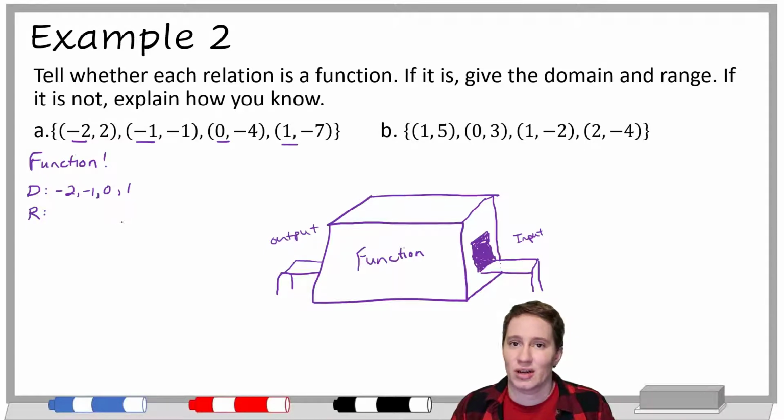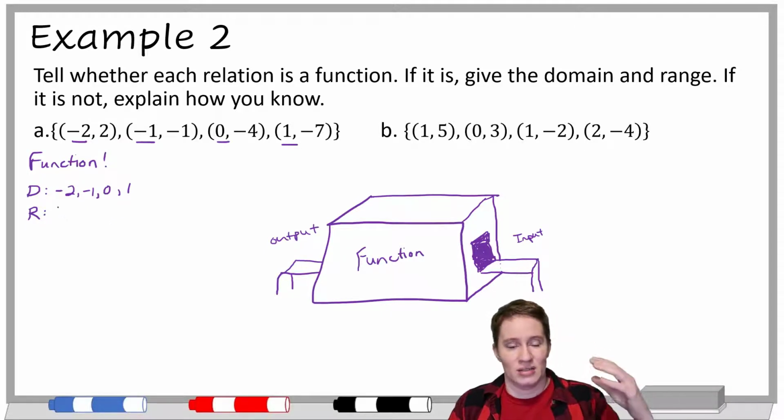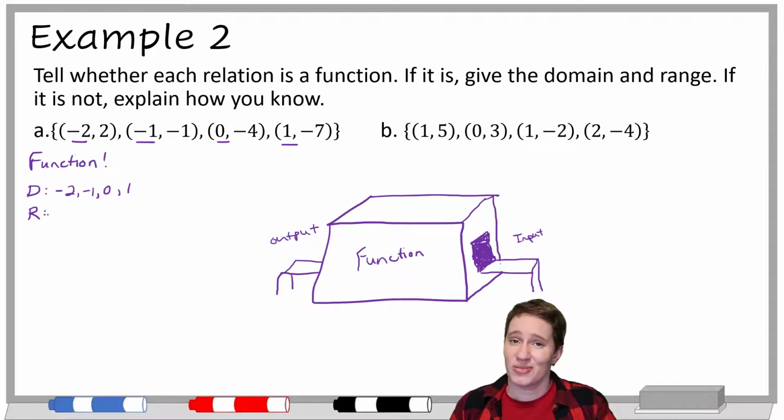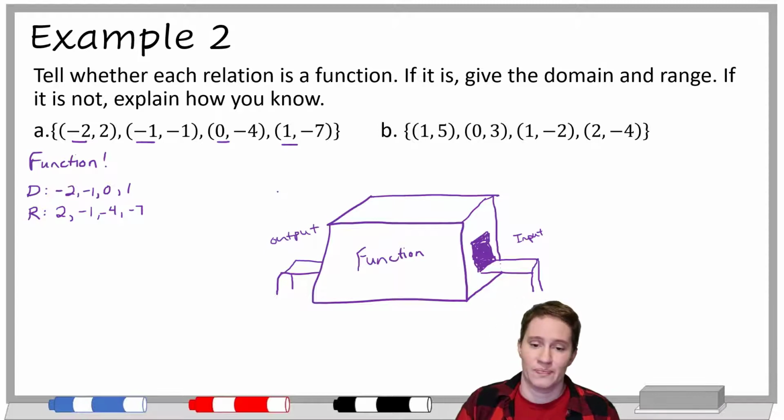It's kind of like it's splitting our points up into x's and y's. Domain is x, range is y's. It's in alphabetical order, just like x and y are, which is nice. So then our range is 2, -1, -4, and -7. You can abbreviate domain and range as D and R if you would like to.